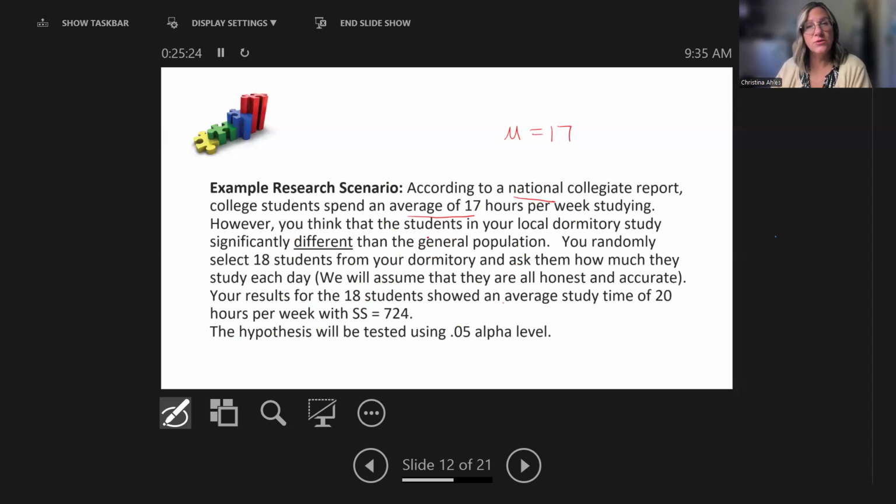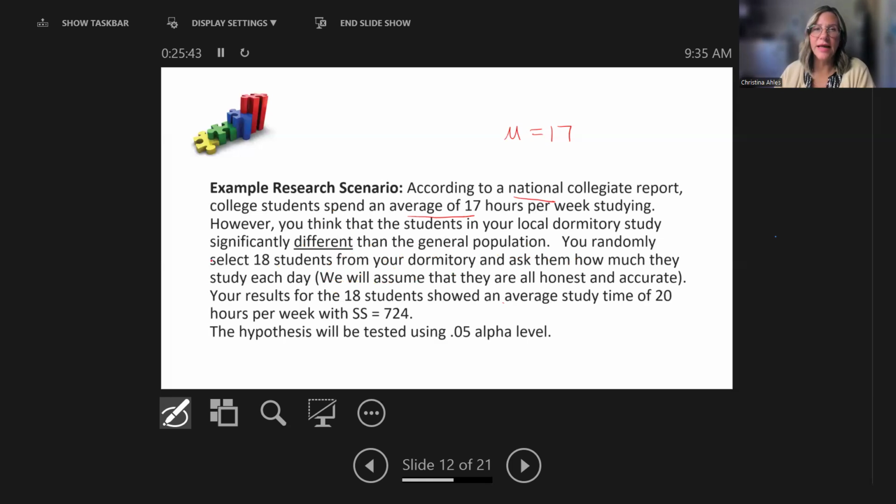And you think the students in your local dormitory study significantly different than the general population. Because this just says different, it doesn't say they study significantly more or significantly less. You're just saying they're different. That's suggesting a two-tailed test.